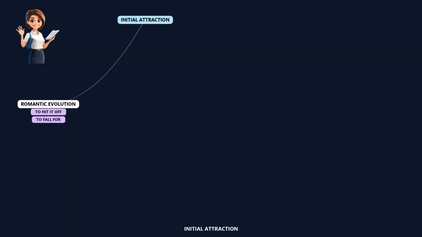Initial attraction. As a core pillar of romantic evolution, initial attraction is when you decide to ask out someone you like or realize they might be leading you on. In simple terms, this is about the first time you show interest in a person.